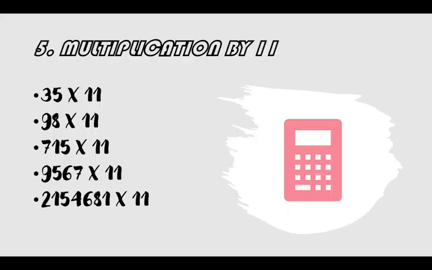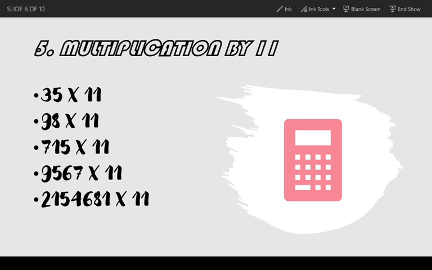And next, see, 2154681 into 11. I'll just write it here. See, the last number you have to write as it is, 1. Now you have to add these two numbers. 1 plus 8 is going to be 9. Next, these two, 6 plus 8 is going to be 14, 1 here. 4 plus 6 is going to be 10, 1 is going to be the carry.